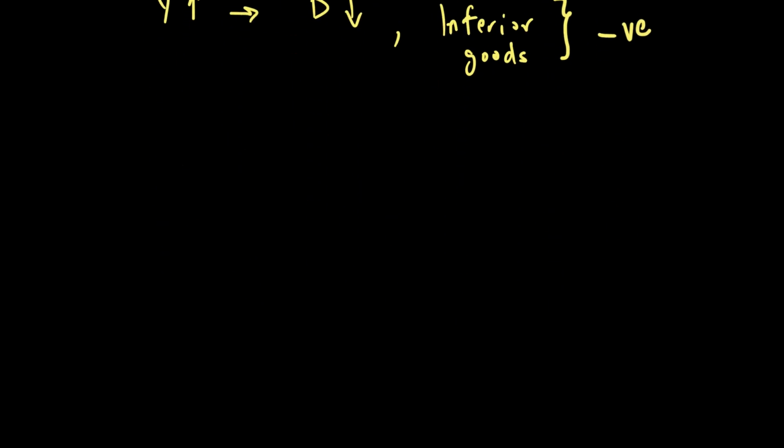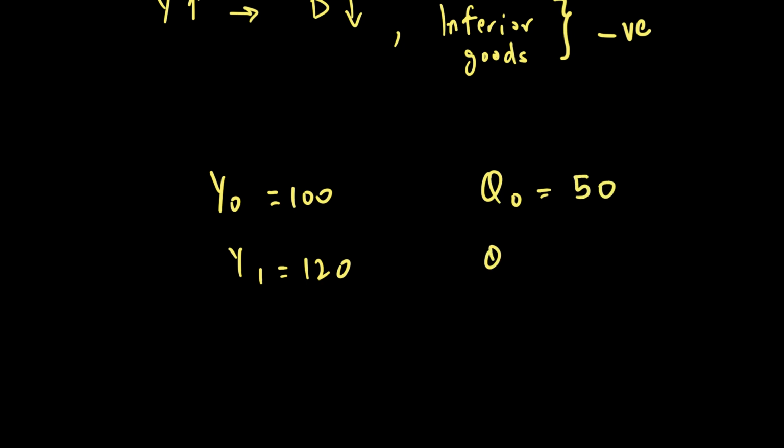Let me give you some numbers. Let's say your income previously was 100 and now your income has gone up to 120. On the other hand, the quantity of a good that you were buying previously was 50, but because of the rise in income it has gone to 100. In this example, my percentage change in quantity demanded turns out to be 100 minus 50 over 50, or 100%.